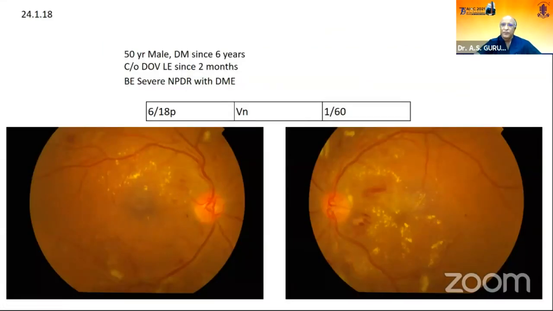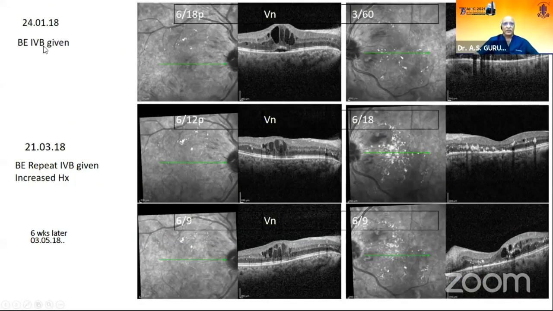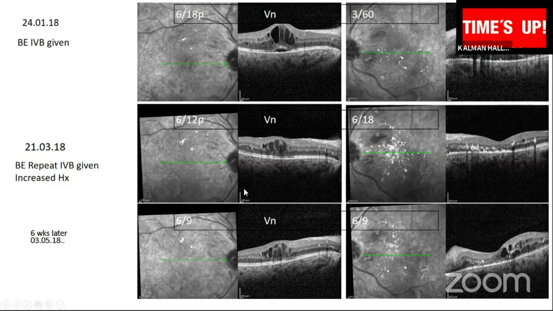A 50-year-old with diabetic macular edema, who has been diabetic for 6 years and who has 6/18 vision in the right eye and 1/60 vision in the left eye, respectively. And this is the clinical picture, and this is the OCT. So he was treated with bevacizumab in both eyes on this particular day. He comes back 2 months later and has this picture, which is actually resolved in the left eye, but not so much in the right eye.